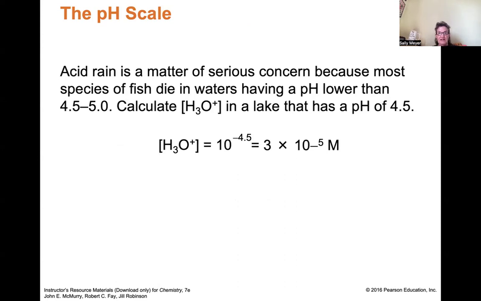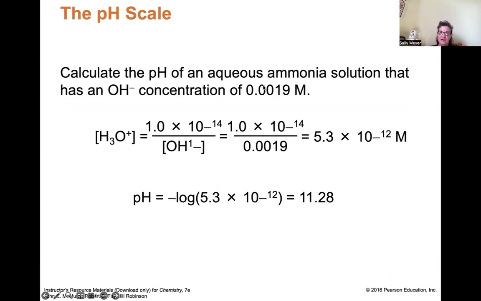Acid rain is a matter of serious concern because most species of fish die in waters having a pH lower than 4.5 to 5. Calculate the H3O+ in a lake that has a pH of 4.5. So remember, because we're doing a negative log, as the pH goes down, the hydronium ion concentration goes up. So we want to take the inverse function.